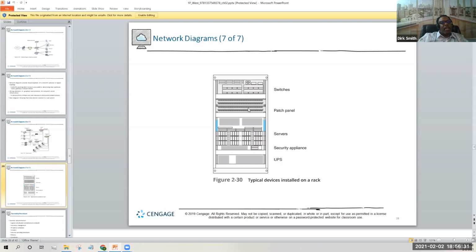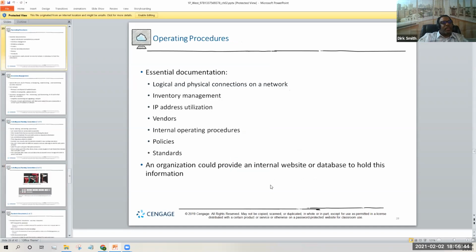So there are certain ways that they put things in. You put the lighter equipment on top, and patch panels are in the middle. This is where all the cables are coming in, and your servers are right around here somewhere. So that's just kind of typical how things go in there.